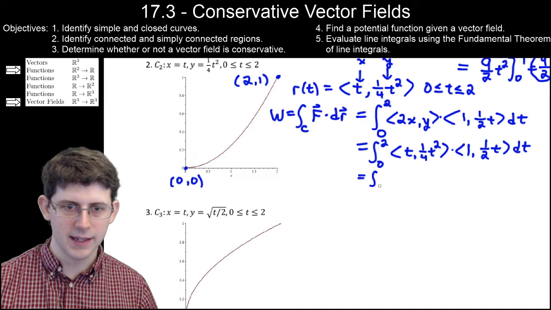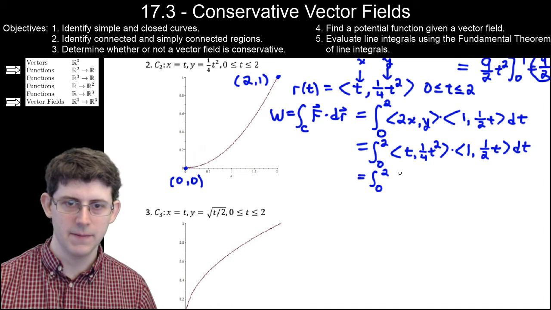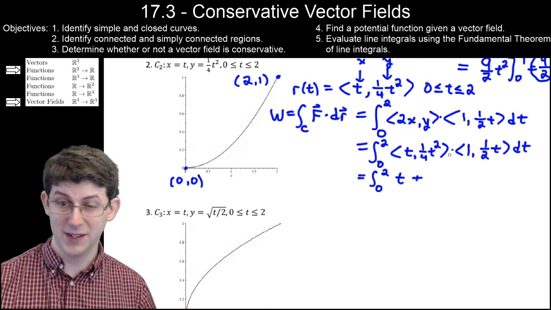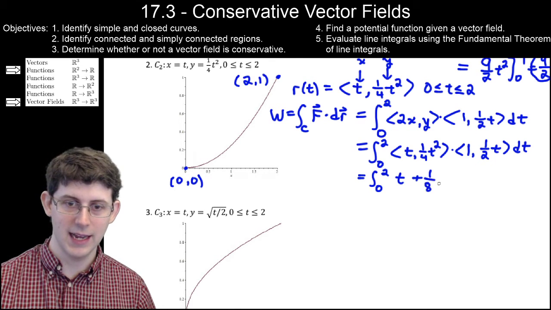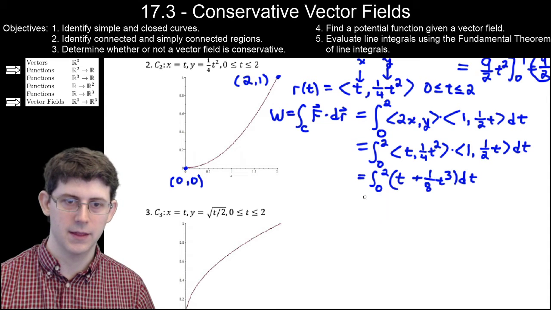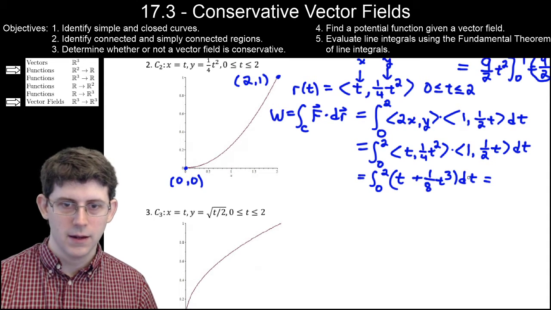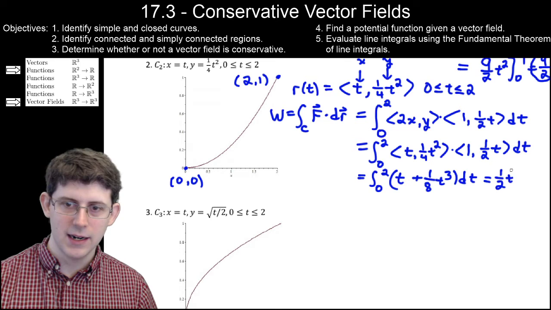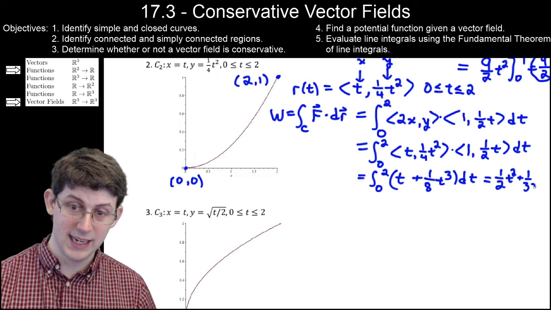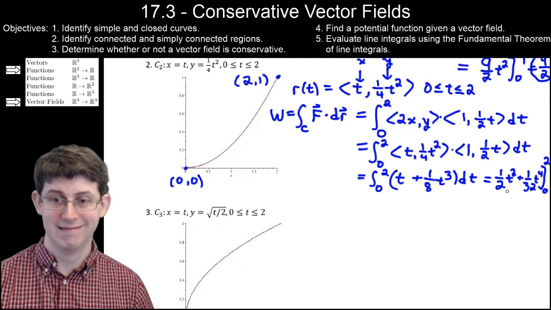Let's do the dot product, and then we can do the integral. So t times 1 plus a fourth t squared times a half t, wow, an eighth t cubed. All that integrated dt. That's half t squared plus a 32nd t to the fourth from 0 to 2.